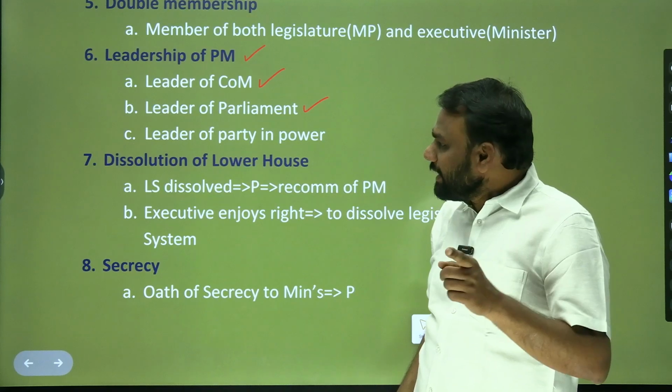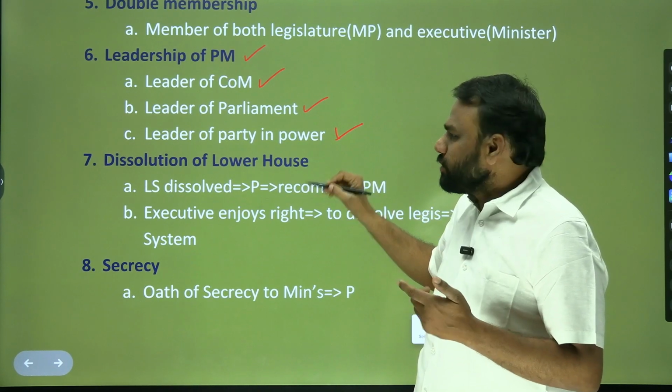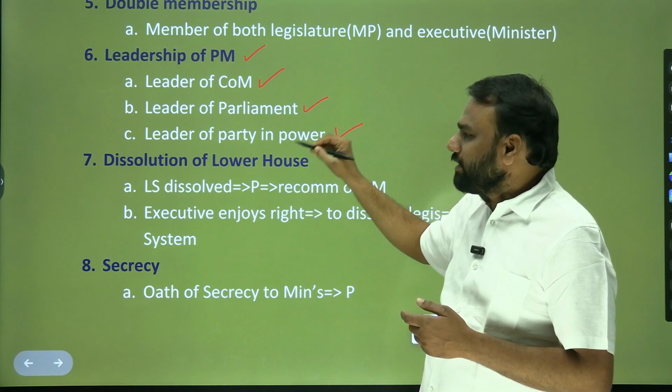Prime minister will be the leader of the party in power. For example, BJP or Congress party. So, the party in power. So leadership of the prime minister indicates he is the leader of the council of ministers, leader of parliament, and leader of the party in power.